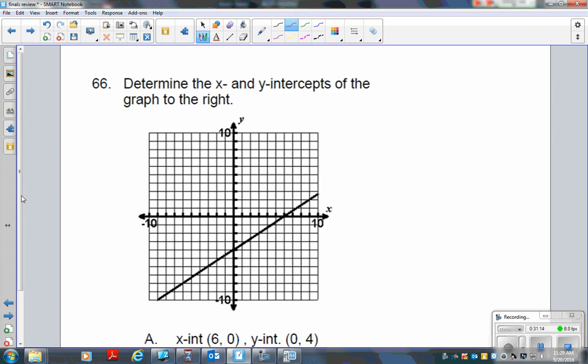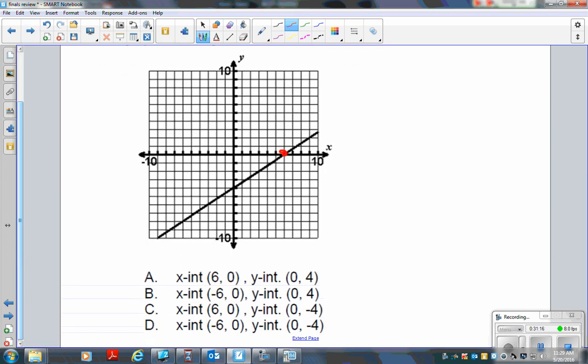Here we have x-intercept and y-intercept. This is the x-intercept right here. You walk to 6, and you climb to 0. And for the y-intercept, you walk to 0, and you climb to -4. Not +4.